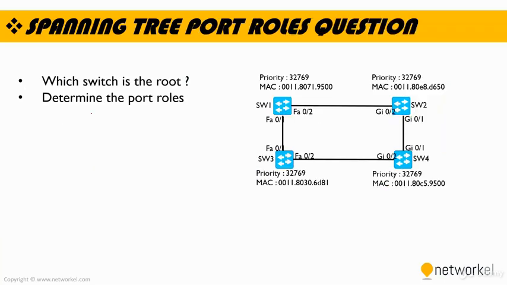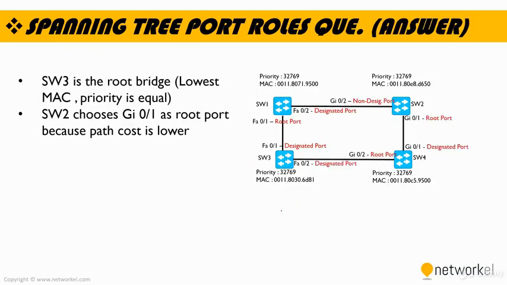So we have a question in here: which switch is the root, and determine the port roles. The question is saying that because the priorities are the same, I need to check the lowest MAC address. And the lowest MAC address is on switch 3. 0011 80, but the third digit is 3 in here, which is the lowest, and that shows us this is our root bridge. Switch 3 is the root bridge because it has the lowest MAC and the priority is equal.